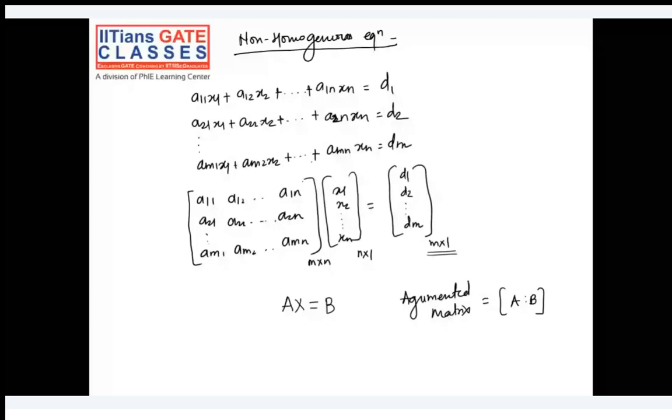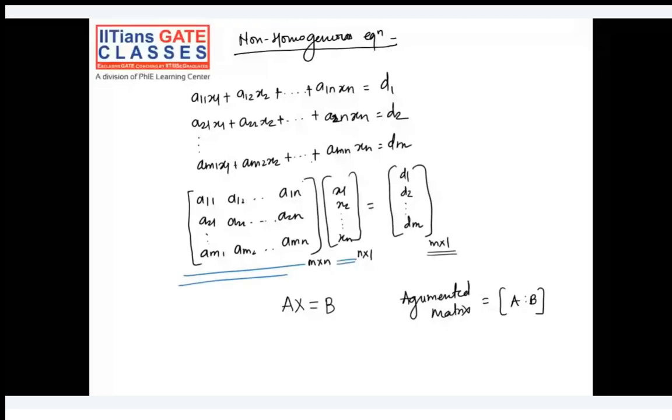In the same way, we have the set of equations. In the previous case, we wrote the set of equations in the Ax equal to 0 form. Here we have to write it in the Ax equal to B form. The A matrix is the same, that is the coefficient matrix. The X matrix is the same, which is your solution matrix. But the last matrix here is B. So non-homogeneous equations can be written in the form Ax equal to B.